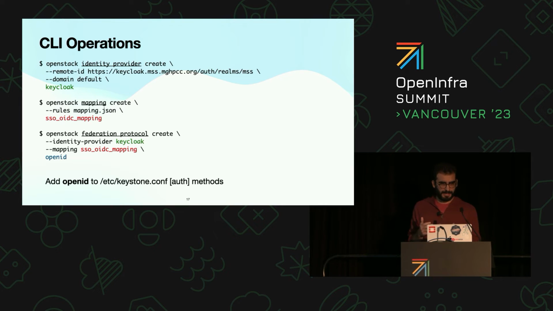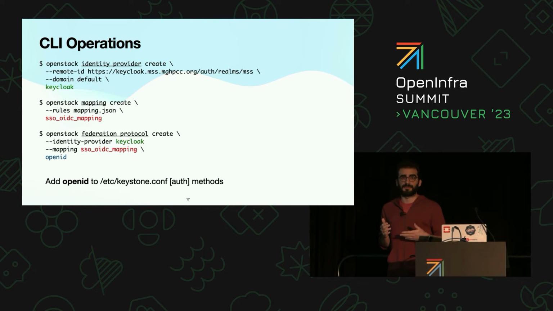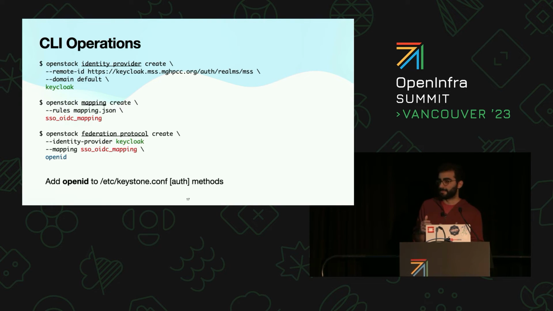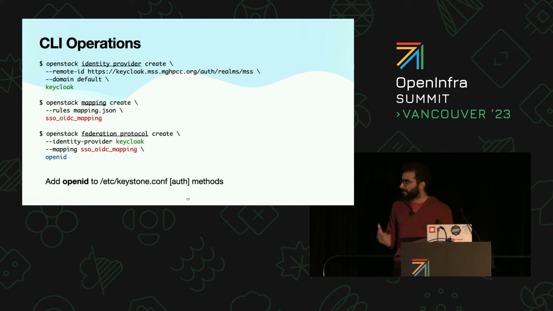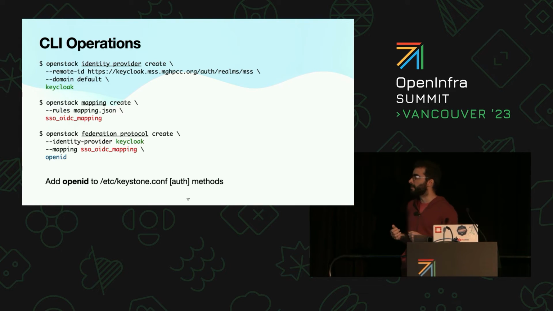So then you create the mappings. I will go into more details on the mappings moving forward. And you finally create the federation protocol. All of these things are available through the CLI. You can query, list, update, and delete them, and there's plenty of documentation about these specific things. And finally, you're going to add OpenID Connect, OpenID, to the Keystone conf auth methods because that's the federation protocol that we specified. So we need to add that to the authentication methods.